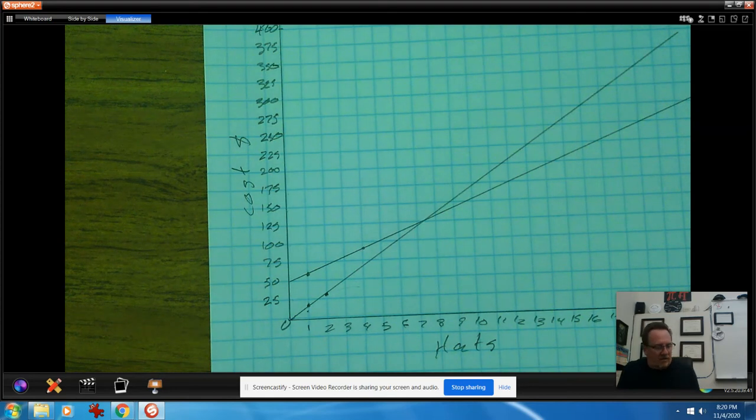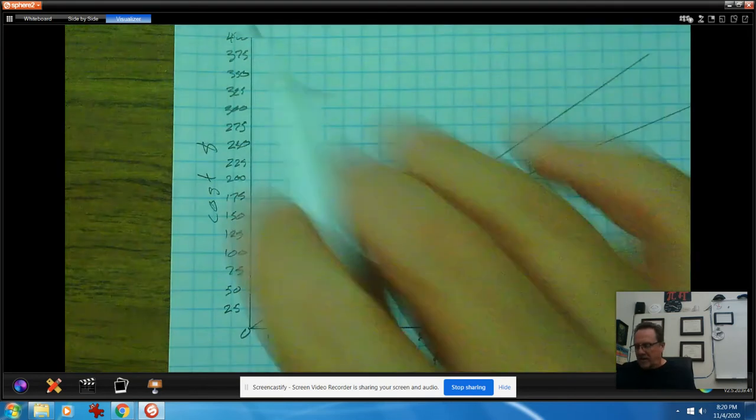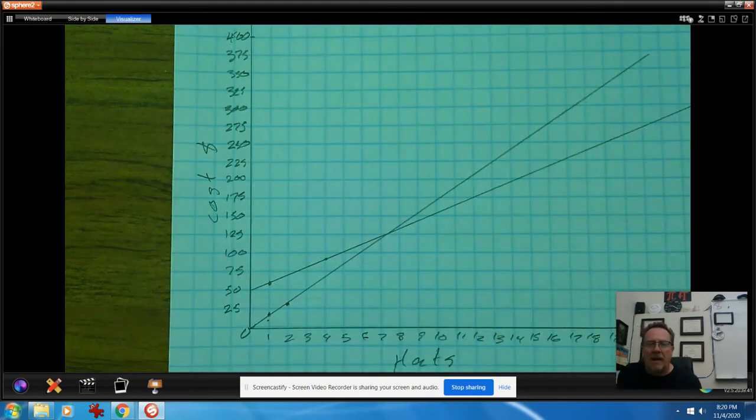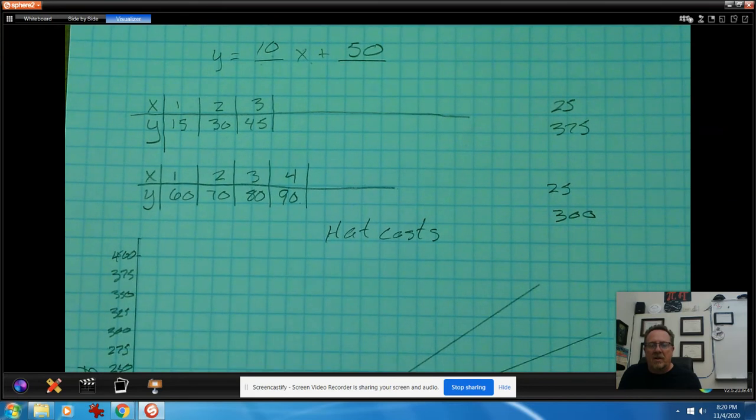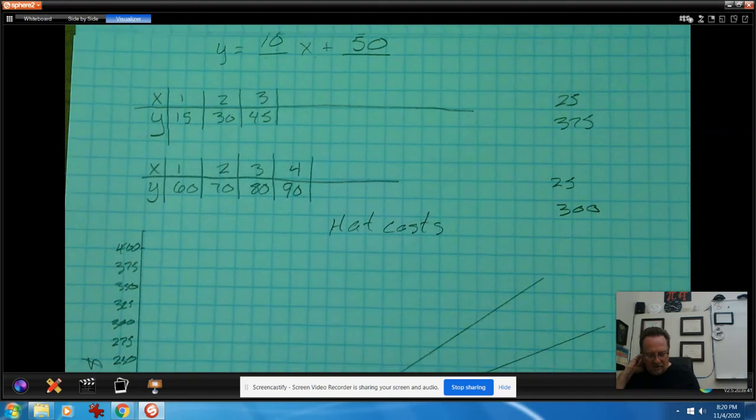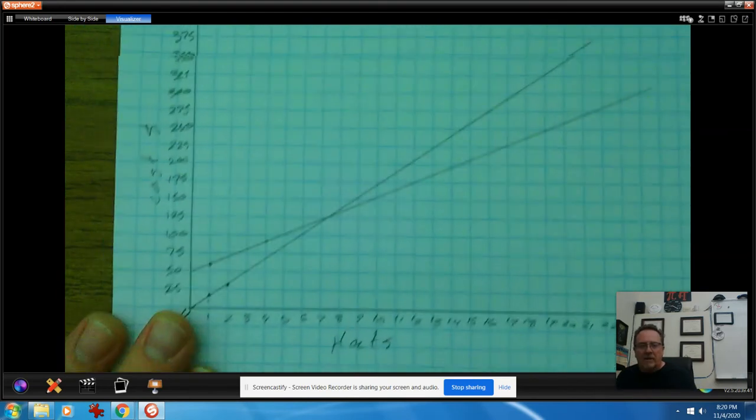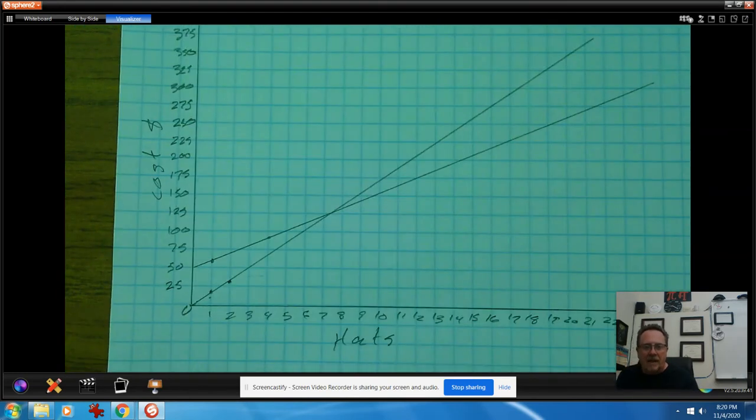Why did I do this, you might ask? Well, I wanted to know how many hats I need to buy. And again, you could just sit here and start filling out tables until you get to the right costs. But I could also look at this graphically and say, well, I can make a graph, and that tells me that somewhere between 7 and 8 on my graph, that's where it changes.